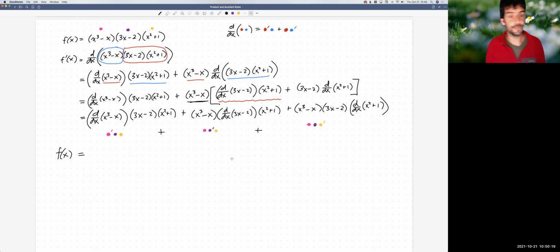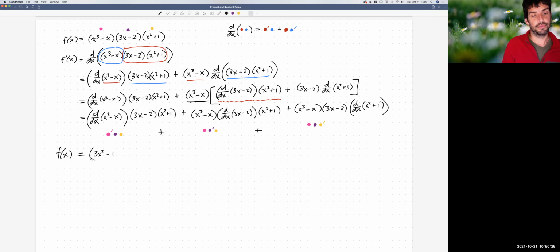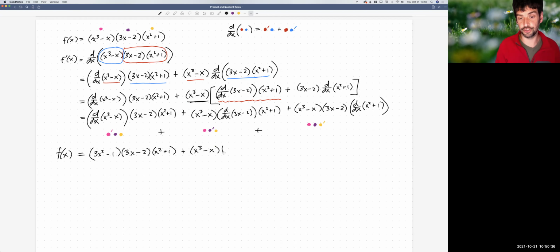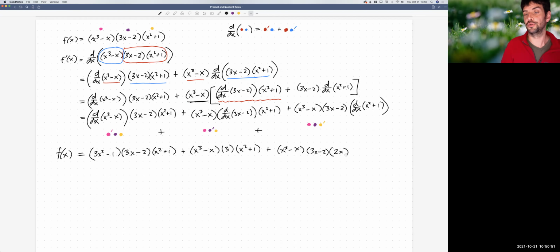instead of colored circles. So now we can take this first derivative, we use the power rule: 3x squared minus 1, 3x minus 2, x squared plus 1. And we've got x cubed minus x. The derivative of 3x minus 2 is just 3. And then we've got x squared plus 1. Then we've got x cubed minus x, 3x minus 2. And then the derivative of x squared plus 1 is just 2x. And there's our derivative of that function.